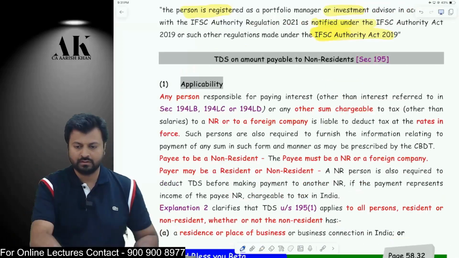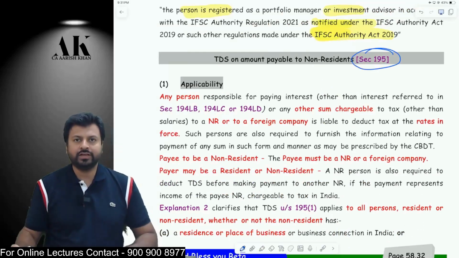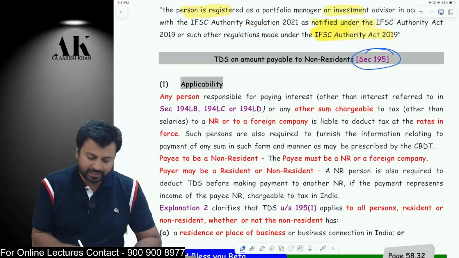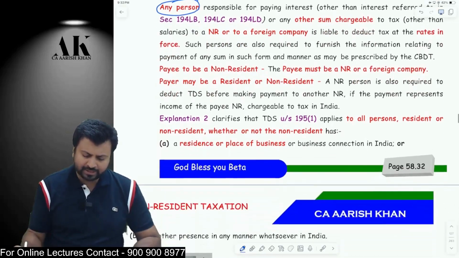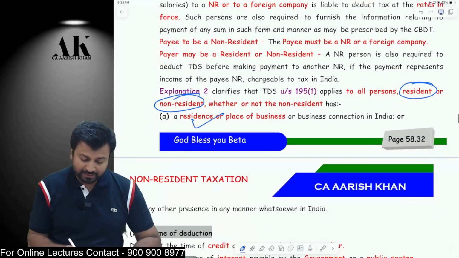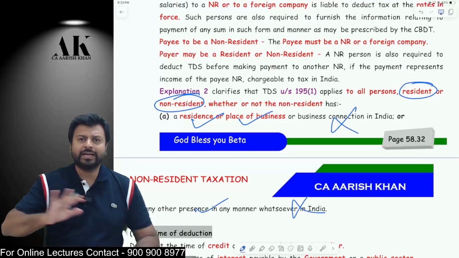Okay. Now let's go on to the next one, that is section 195, very important section of TDS. The most important section of TDS for non-resident is 195 only. Who will deduct TDS? Any person. Who is any person? Any person can be resident, any person can be non-resident, any person may have place of business, residence in India, may have any presence in India, may not have any presence in India. So the deductor can be any person.